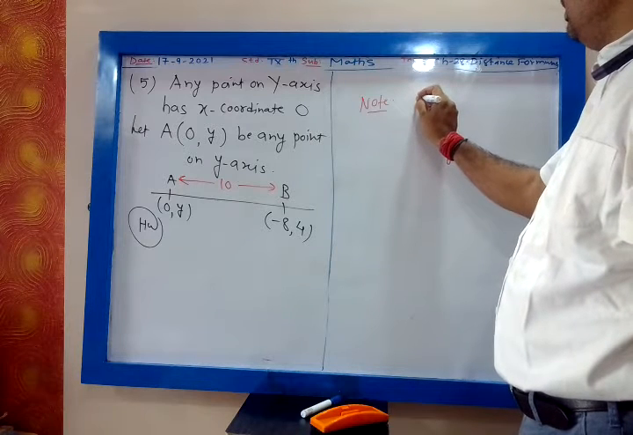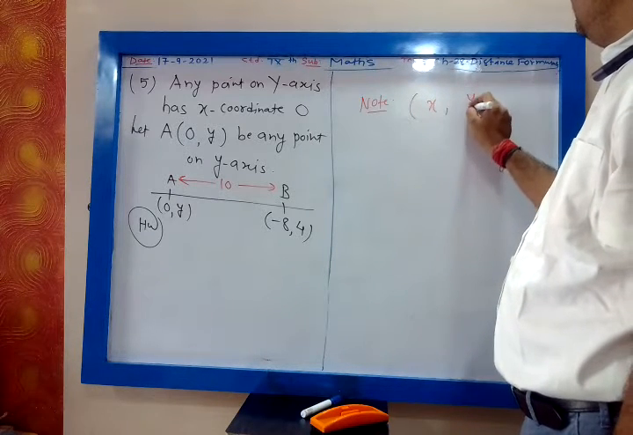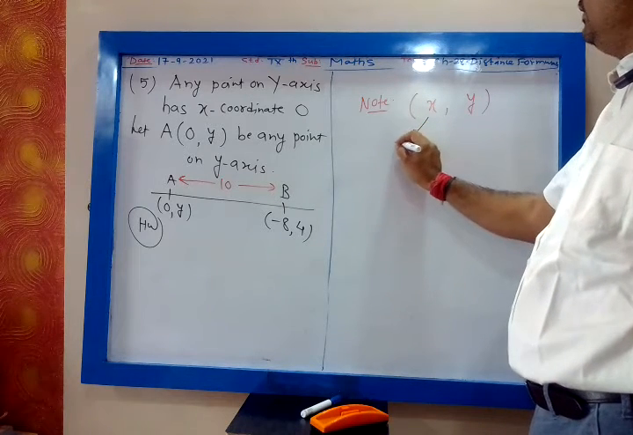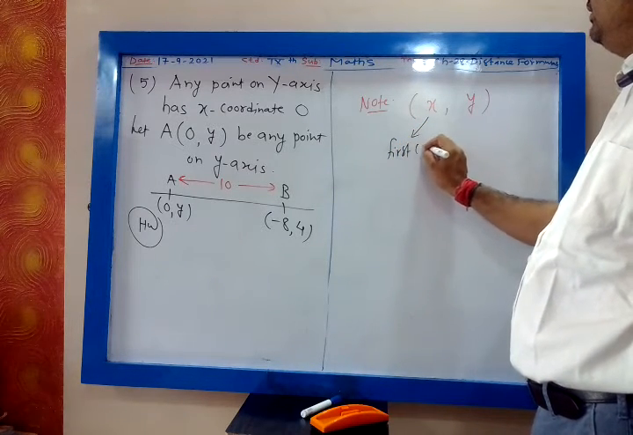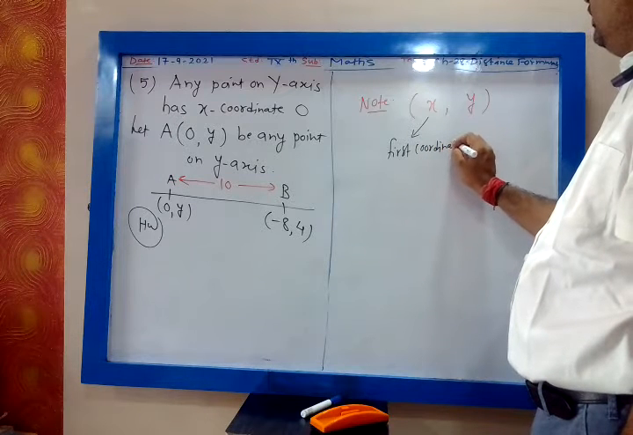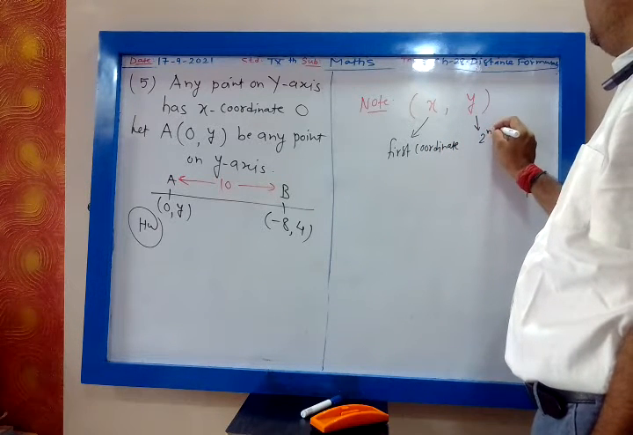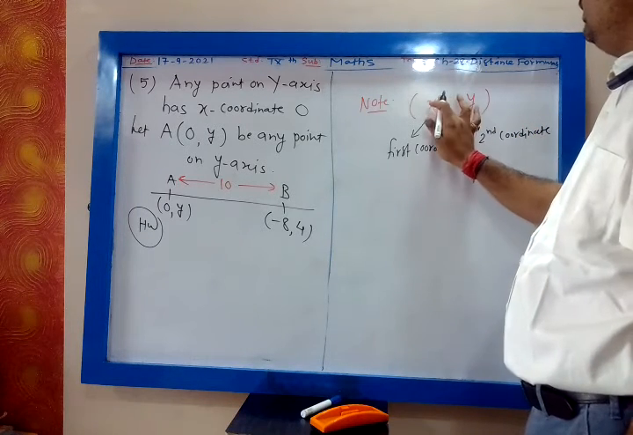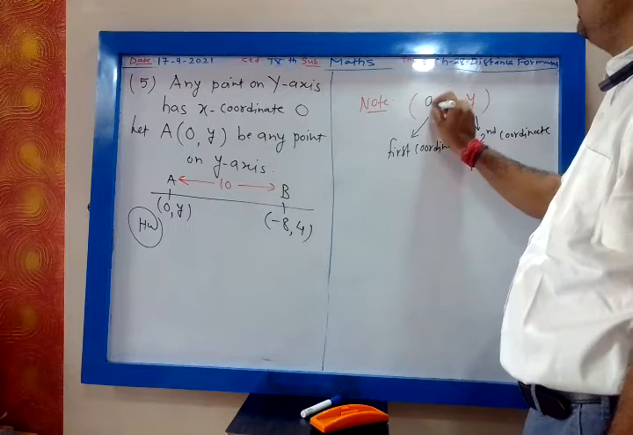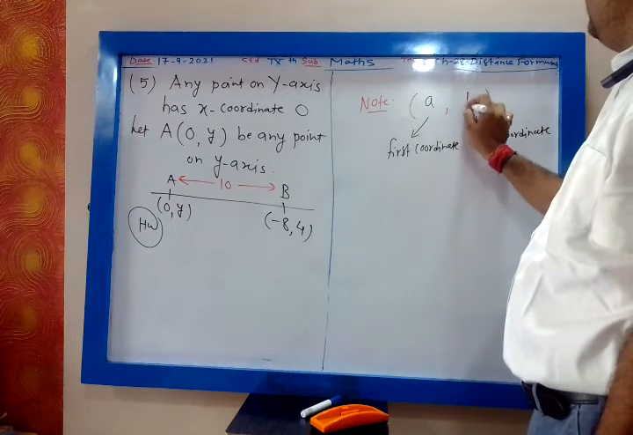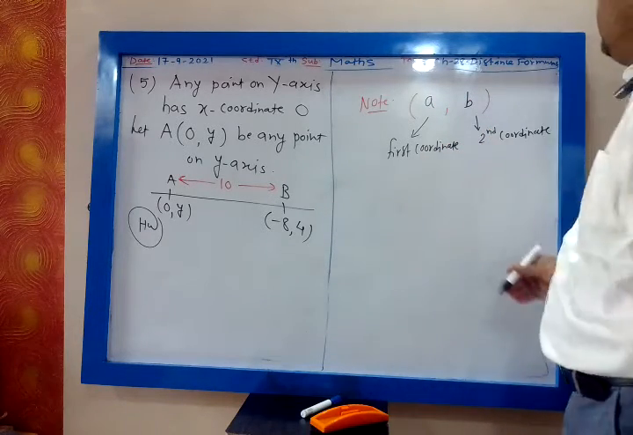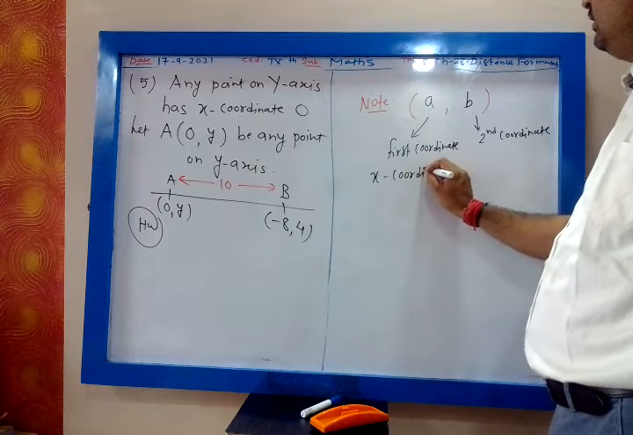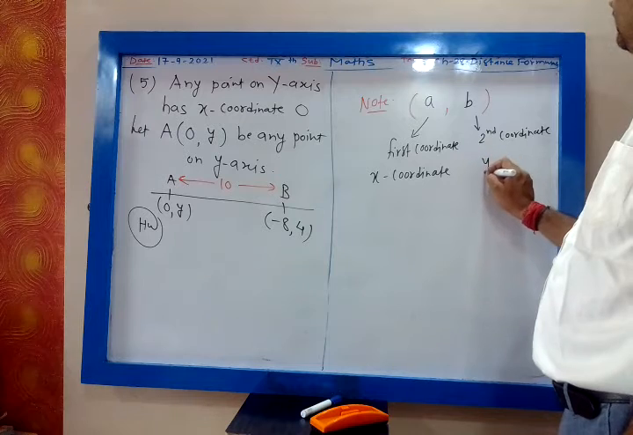If you are given the coordinates (x, y), my x is the first coordinate and y is the second coordinate, this we know. Let me take (a, b). A is my first coordinate, b is the second coordinate. A is also known as the x coordinate, and b is also known as the y coordinate.